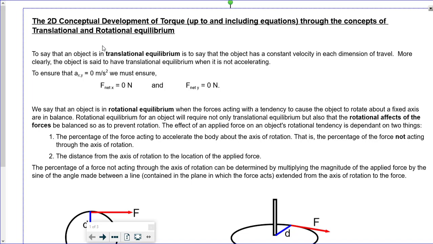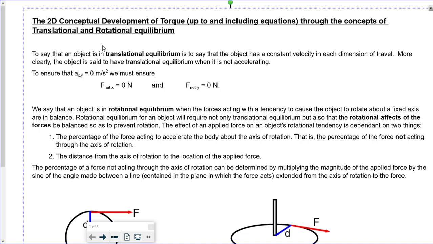To ensure that a sub x y equals 0 meters per second squared, we must ensure F net in the x dimension is equal to 0 newtons, and F net in the y dimension is equal to 0 newtons.